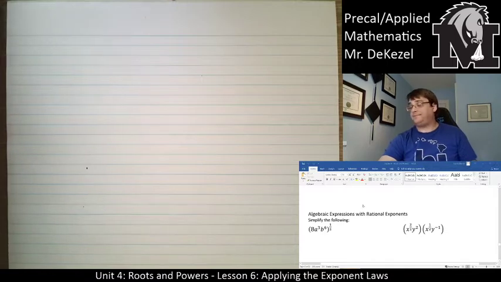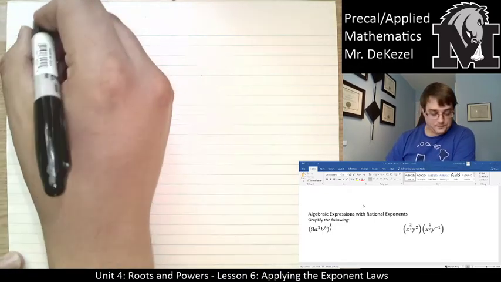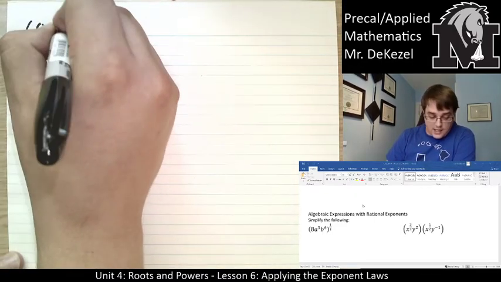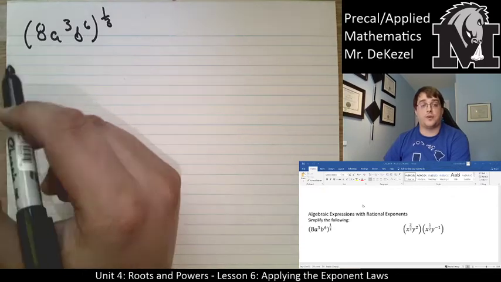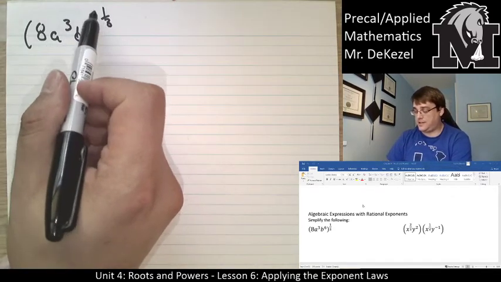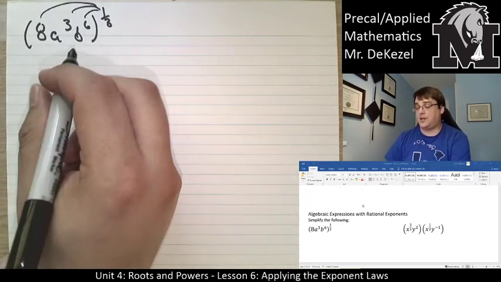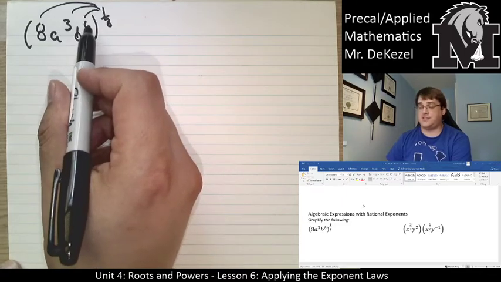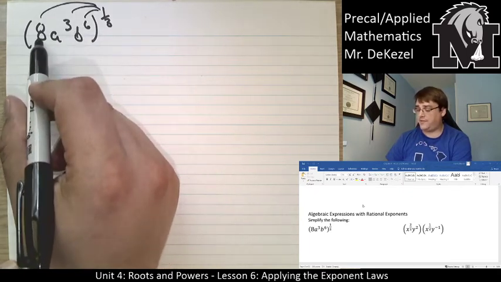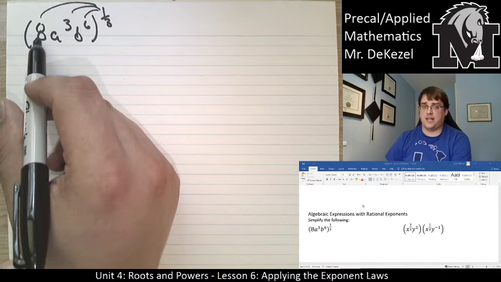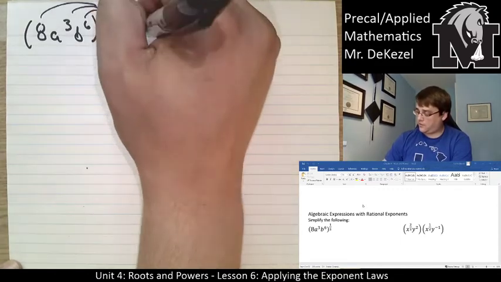Let's do a couple more, with exponents on the outside, fractional exponents, good stuff. We have 8a cubed b to the power of 6, all to the power of 1/3. What we're going to do is that exponent applies to all of these different terms, 1, 2, 3. So we're going to work it in. When we're multiplying exponents of variables, we just multiply the two numbers together. But for the 8, we would have 8 to the power of 1/3. We know that that's the third root of 8.